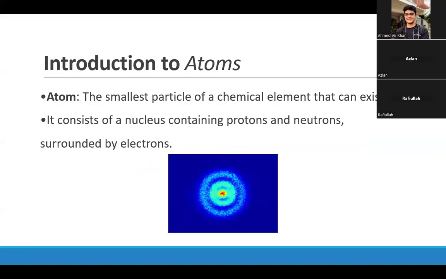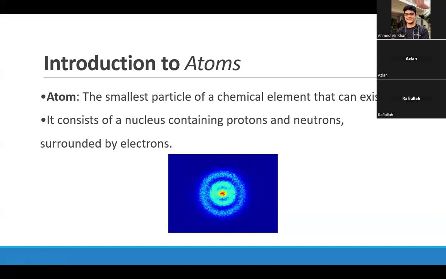Okay, so let's start with atoms. So what are atoms? An atom is the smallest particle of a chemical element that can exist. It is basically a building block of matter, and it is really the smallest unit of matter that can exist. This statement is somewhat controversial because, as I told you earlier, an atom can be further divided into subatomic particles like protons, neutrons, and electrons.